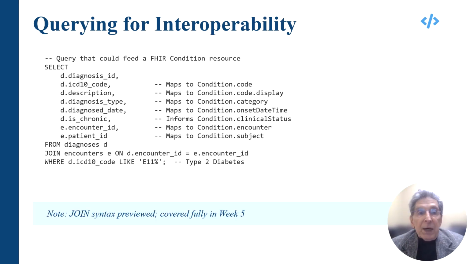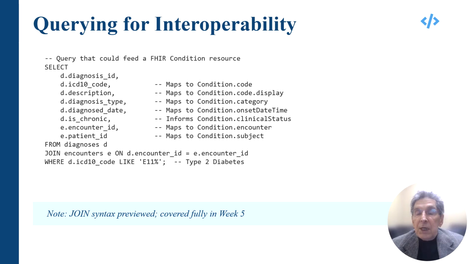All right, when we're thinking about querying for interoperability, let's look at a query designed with interoperability already in mind. This isn't just about getting data. It's about getting data in a way that supports downstream FHIR transformation. Look at this query on the slide. We're selecting diagnosis ID, ICD-10 code, description, diagnosis type, diagnosis date, is_chronic, encounter ID, and patient ID from the diagnosis table joined to encounters. Think about that. Take that slowly. Go through that a couple of times.